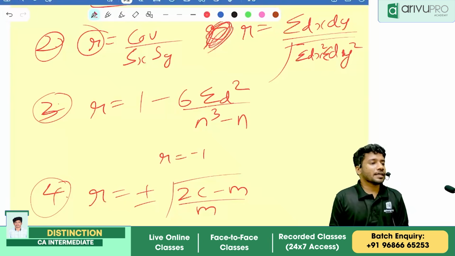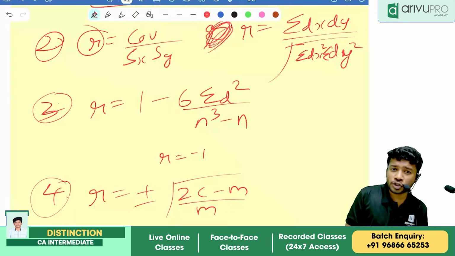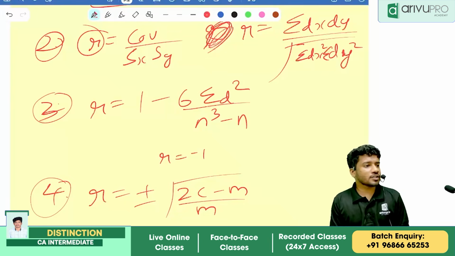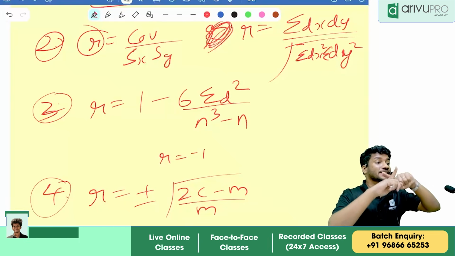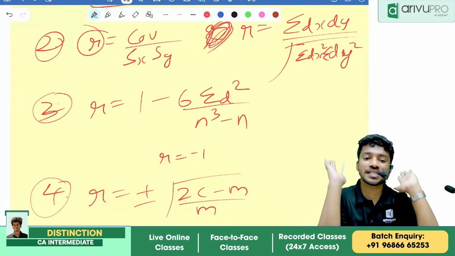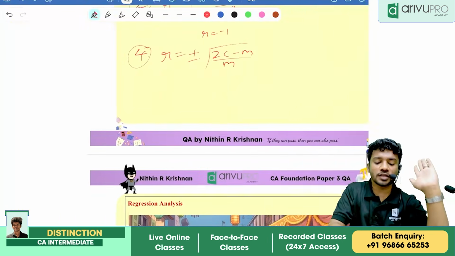Now people, is the correlation coefficient affected by origin? No. Is the correlation coefficient affected by scale? No, but the sign, plus or minus, will change. That's all that is there in this chapter.